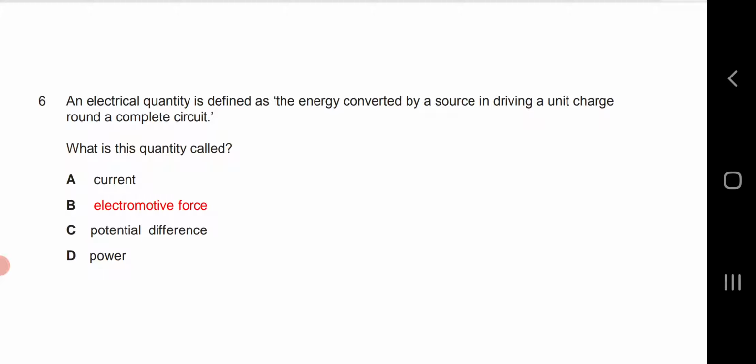If a charge is to traverse around a complete circuit, then it is the electromotive force, whereas if a charge is to traverse only through a component, then it is a potential difference. So here in this question, I am reading this question again. An electrical quantity is defined as the energy converted by a source in driving a unit charge around a complete circuit, and that physical quantity is electromotive force.